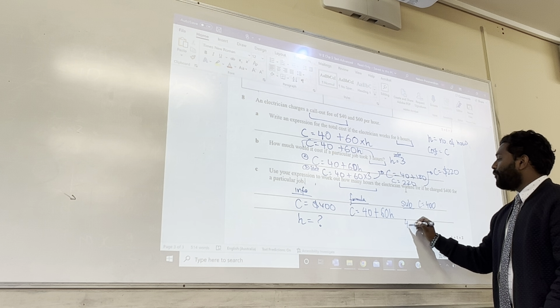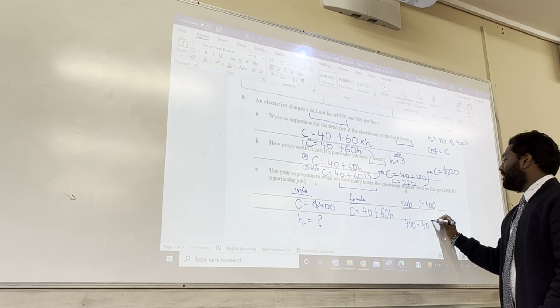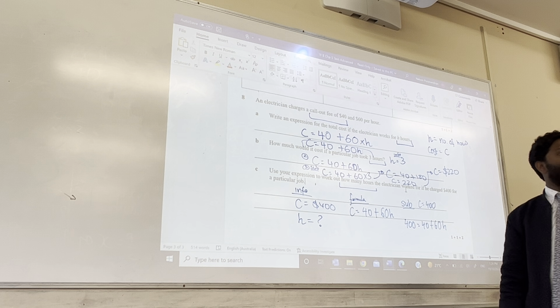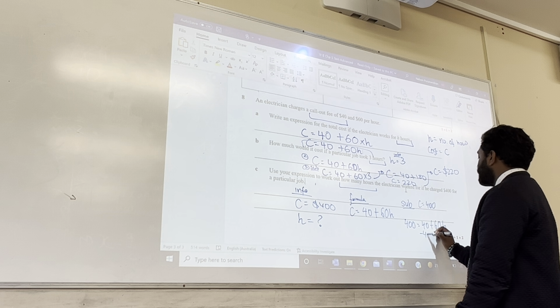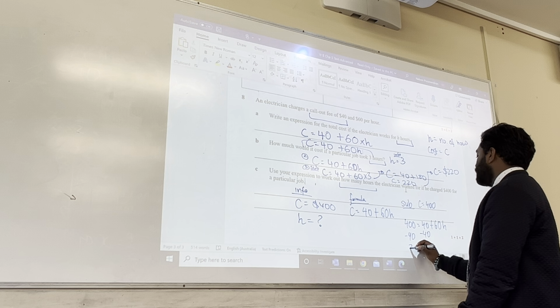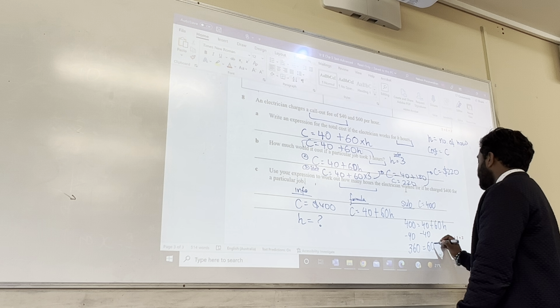So now let's do that. 400 is equal to 40 plus 60H. Can you now do this? What is this going back to? What were we doing earlier? Linear equations. Is that an x? It doesn't really matter. It could be an x, a y, a g. It's an h. You need to know how to solve it now. So what are you going to move first? 40. Literally. So minus 40 minus 40. So it's 360 is equal to 60H.